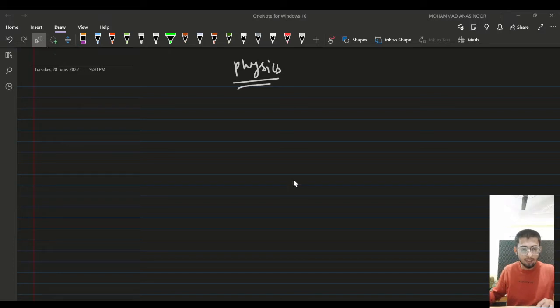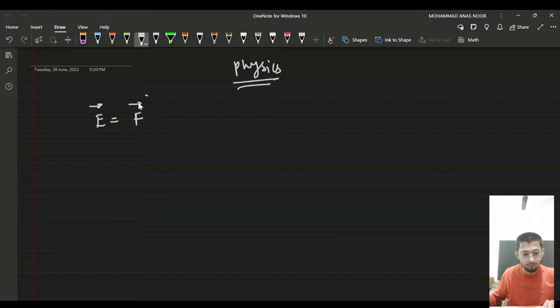So in the last class, we discussed electric field, right? Today we will recap what we studied just a little bit, and then we will do some questions based on electric field, correct? So what is electric field? It is the force experienced on the charge q that is placed at that point, right?